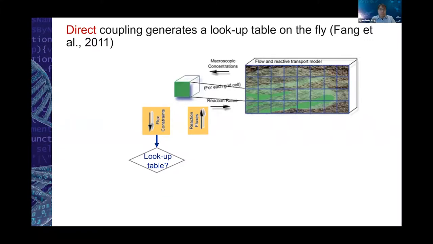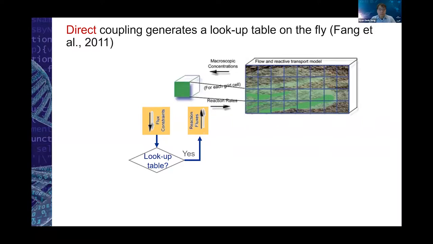Two years later, the same team, but led by Lin Peng this time, developed an improved algorithm called direct coupling, and they generate the lookup table on the fly. So first they check, at every single time step and every single grid cell, whether the lookup table has the reaction rate they want. If the answer is yes, okay, they will use that, and they don't have to perform FBA. However, the lookup table is not made in the beginning; it's generated on the fly. Therefore, initially there is no lookup table.